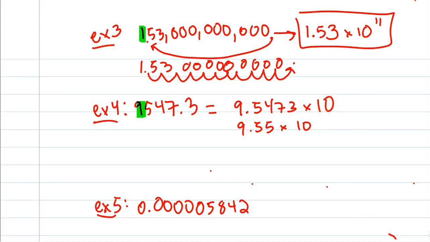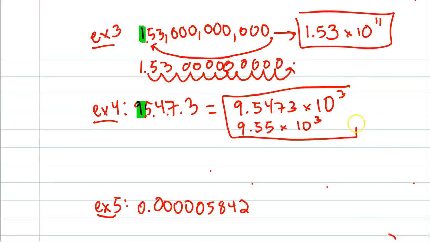And how many times does the decimal need to move? 1, 2, 3 jumps. Positive or negative? Well, I want these numbers to get bigger or get smaller. So bigger means the exponent stays positive.